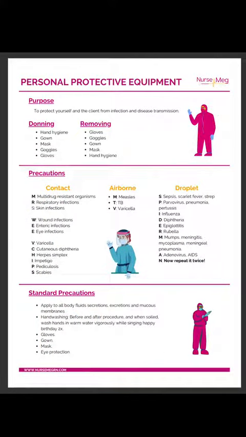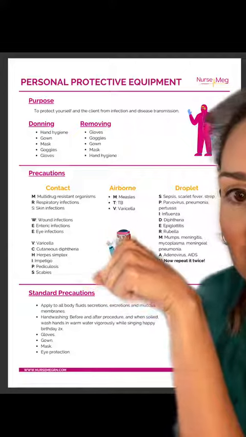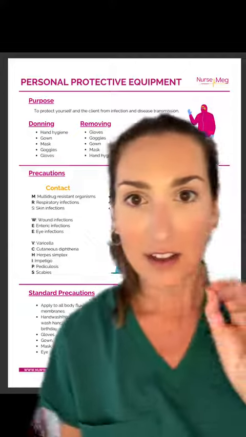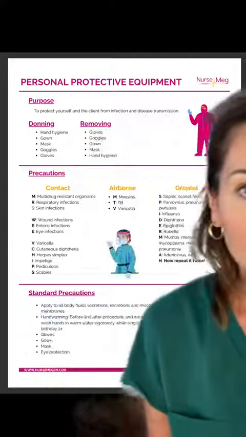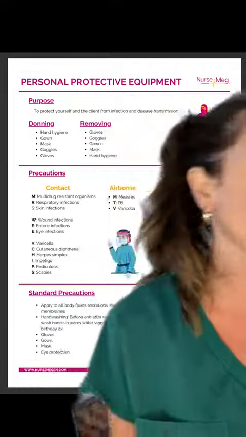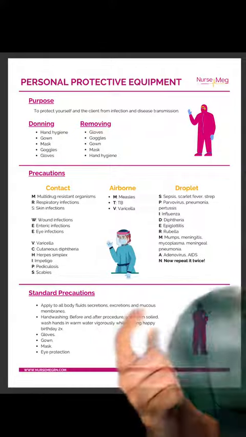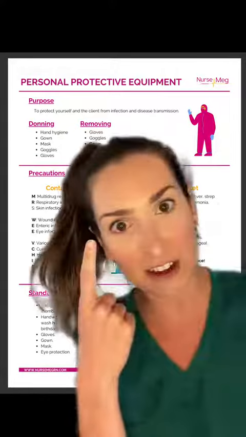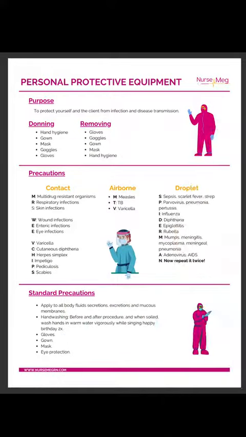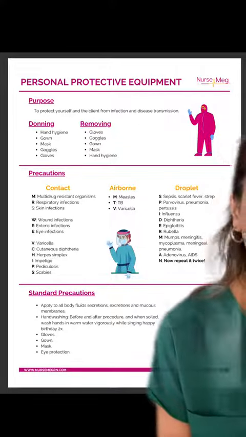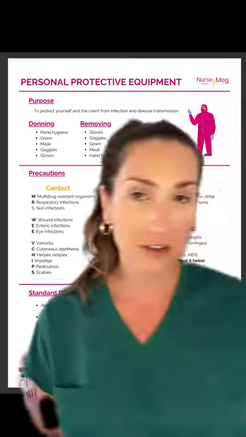So for contact, we have Mr. Vive Chips. Contact, Mr. Vive Chips. So what falls under that? We have multi-drug resistant organisms, respiratory infections, skin infections, wound infections, enteric infections, eye infections, varicella, cutaneous diphtheria, herpes, impetigo, scabies. Those fall under contact.